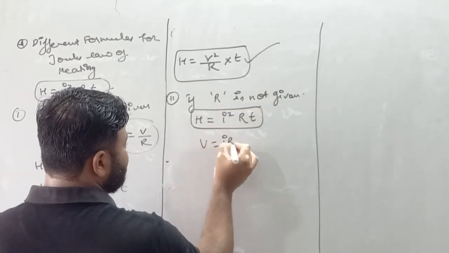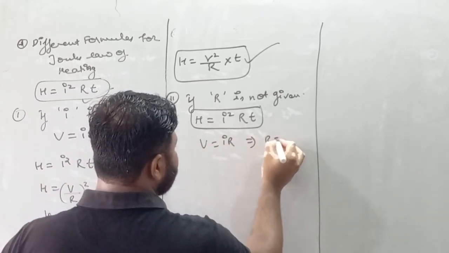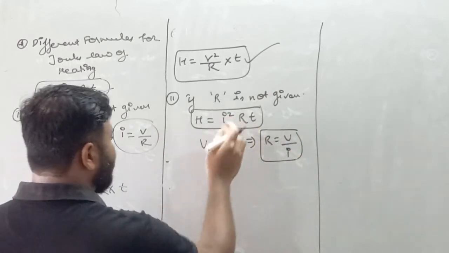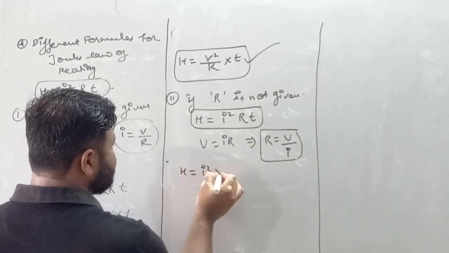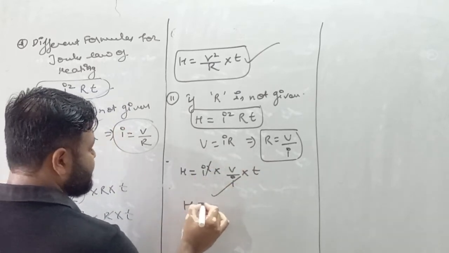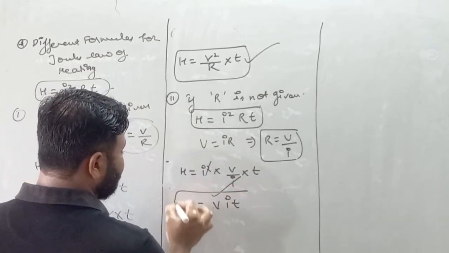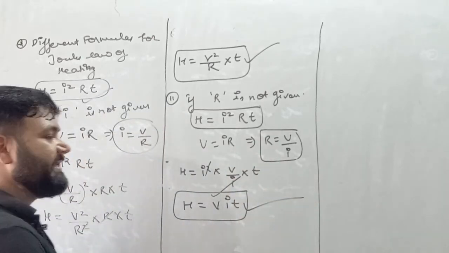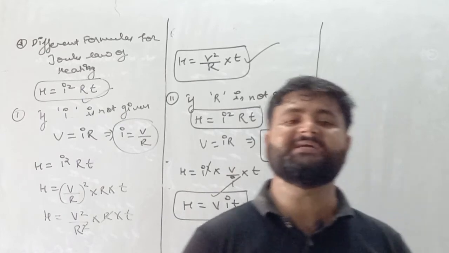We know that Ohm's law is V is equal to IR, so R is equal to V by I. So instead of R, we can write V by I. So H is equal to I square into V by I into T. One I gets cancelled, so H is equal to VIT. This is one more formula of Joule's law of heating, or we can say heat dissipated by a resistor.